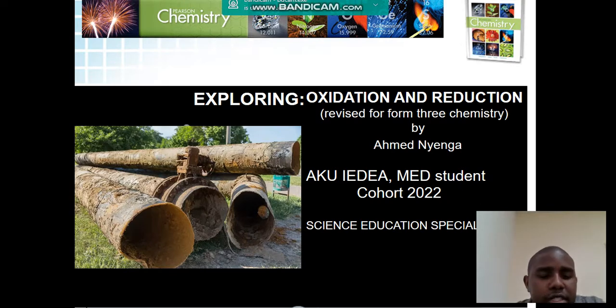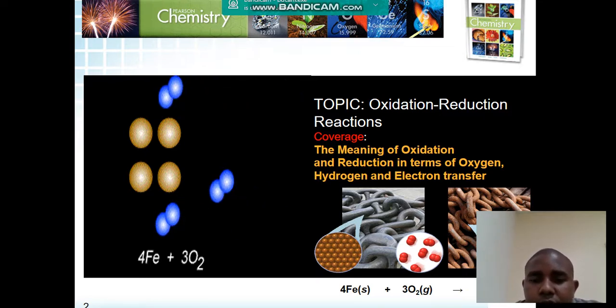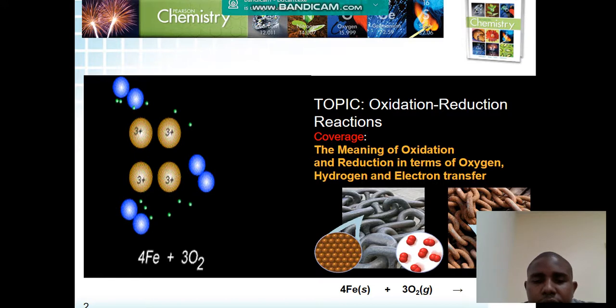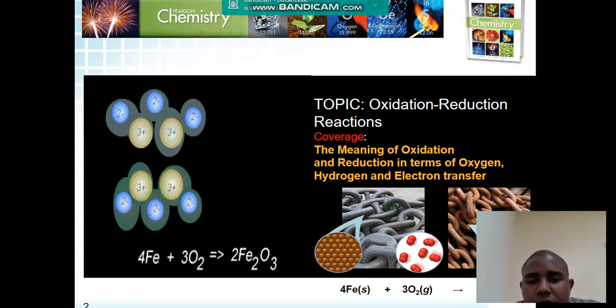So in the first slide, as you can see on the left side, it shows some pipes which are highly corroded. So basically corrosion is also an example of oxidation reduction reactions. So our coverage will be involving the meaning of oxidation and reduction in terms of oxygen, hydrogen and electron transfer.